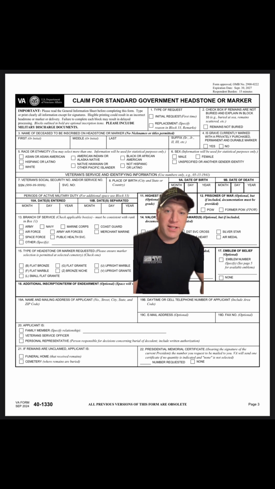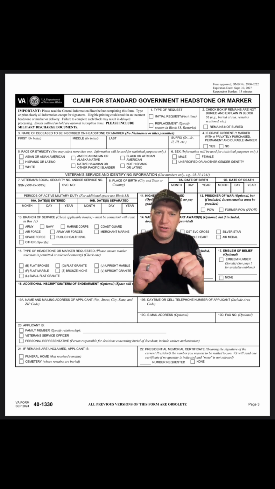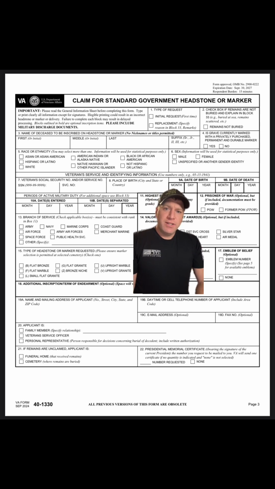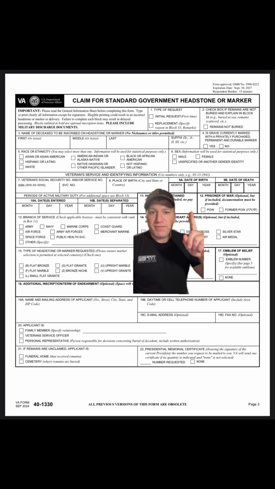So after I've collected all of those things, I print off this form from the VA website. This is the VA 40-1330 form. And this is the request for new headstones or replacement headstone. There's also another form that's the 1330M form, which is a request for medallions that you can put on headstones that are already existing. They look like little triangular folded flags. They're actually pretty nice.